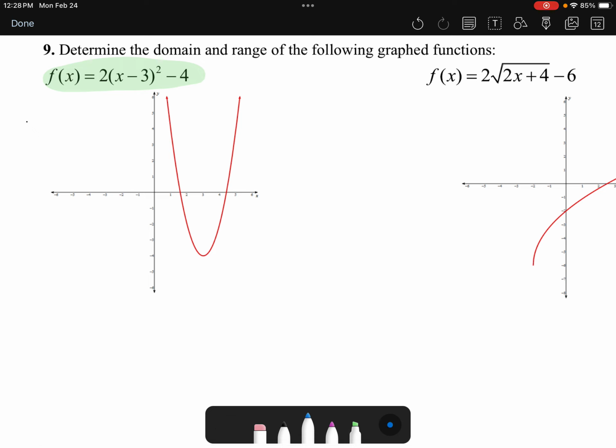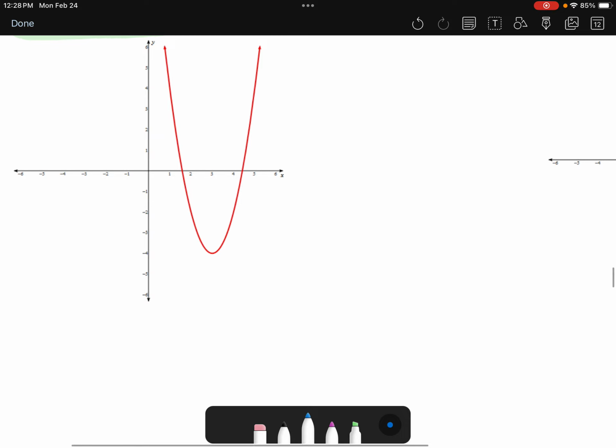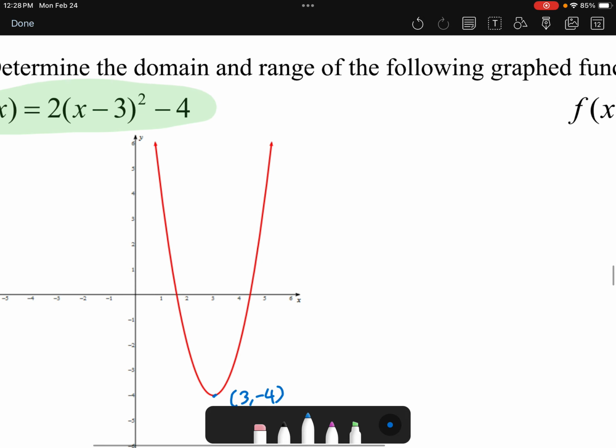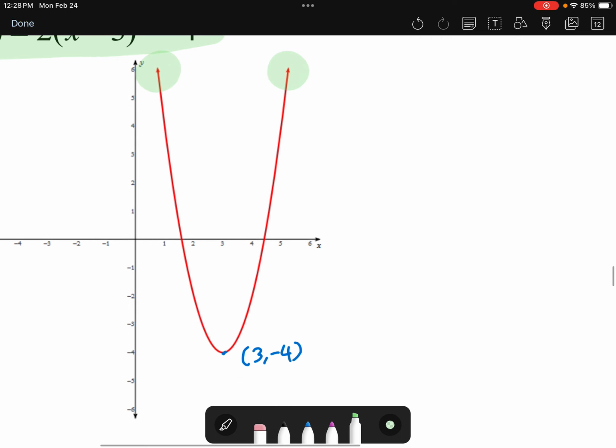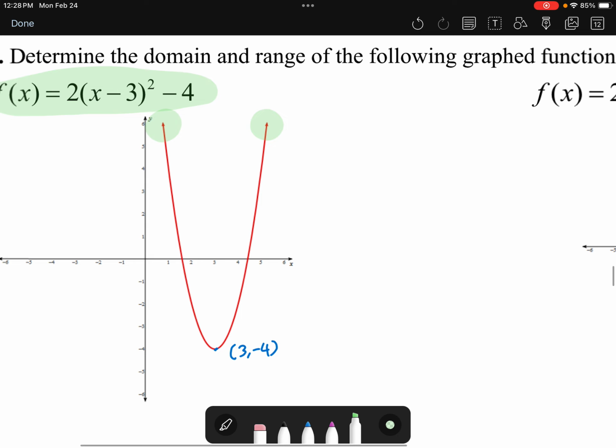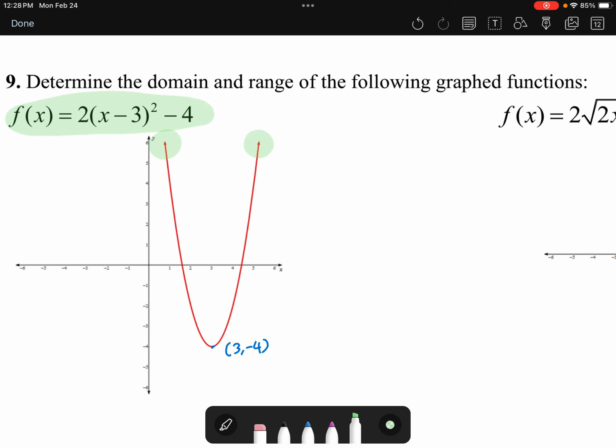So here we have a parabola, and we see that the vertex for this parabola is at (3, -4). If we zoom in here, we can also see that there are these little arrows, which indicates that this parabola is going to get taller and taller, higher and higher, but it will also get wider and wider. And eventually, the x values will continue to stretch more towards the left as well as to the right.